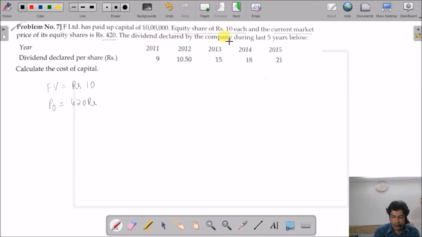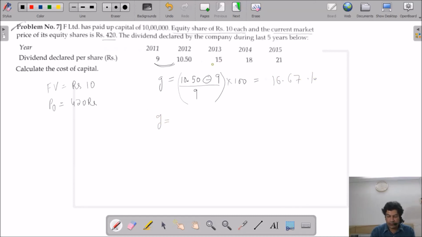Okay, and the last 5 years they have declared the dividend. So here I can do a short working. I will be finding the growth rate over here. So growth rate will be 10.50 minus 9, and this we have to divide by 9, and then we are going to multiply it by 100. So I am coming to the level of students so that they are able to understand it. 10.50 minus 9 divided by 9 percentage. So I am going to get a growth rate of 16.67%.